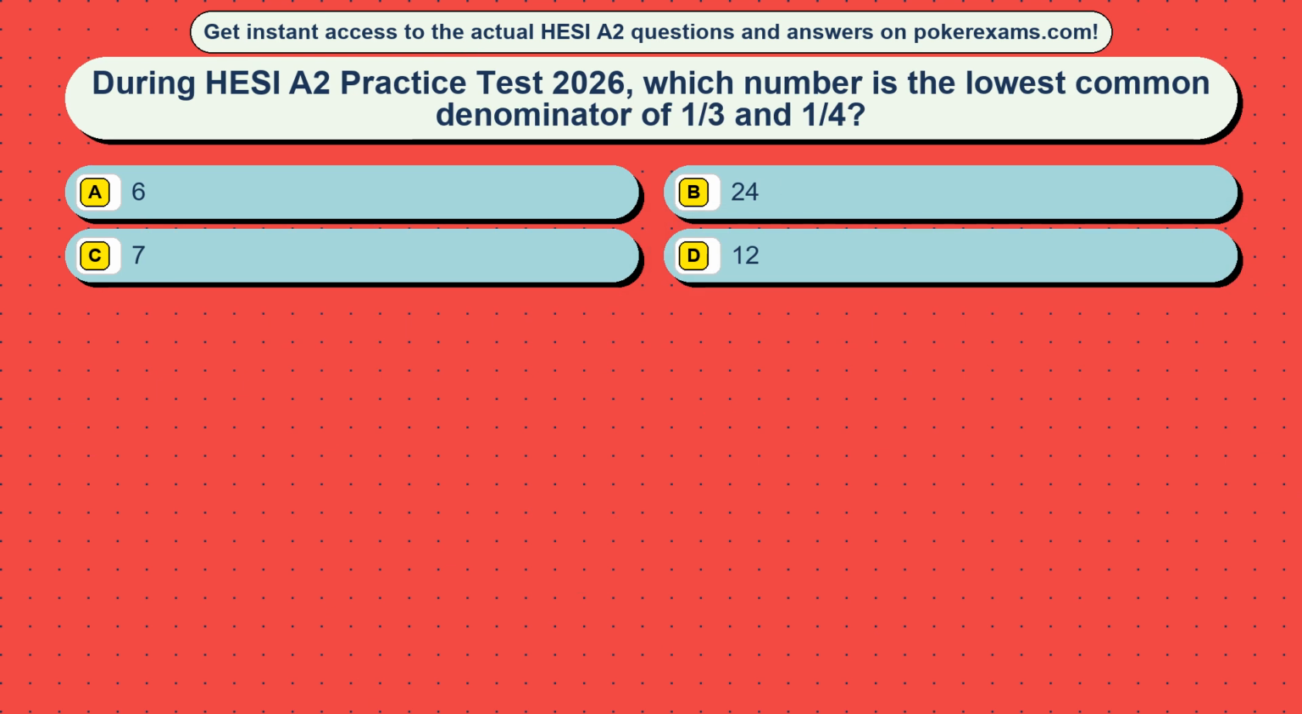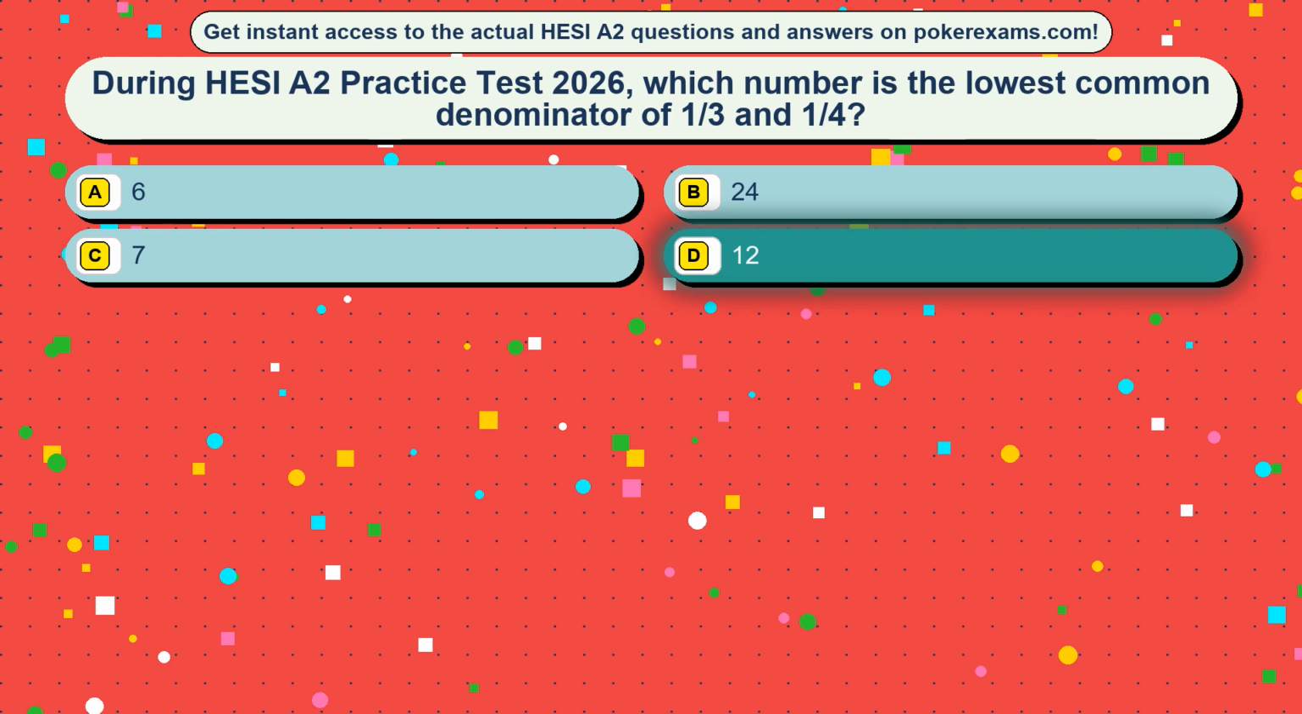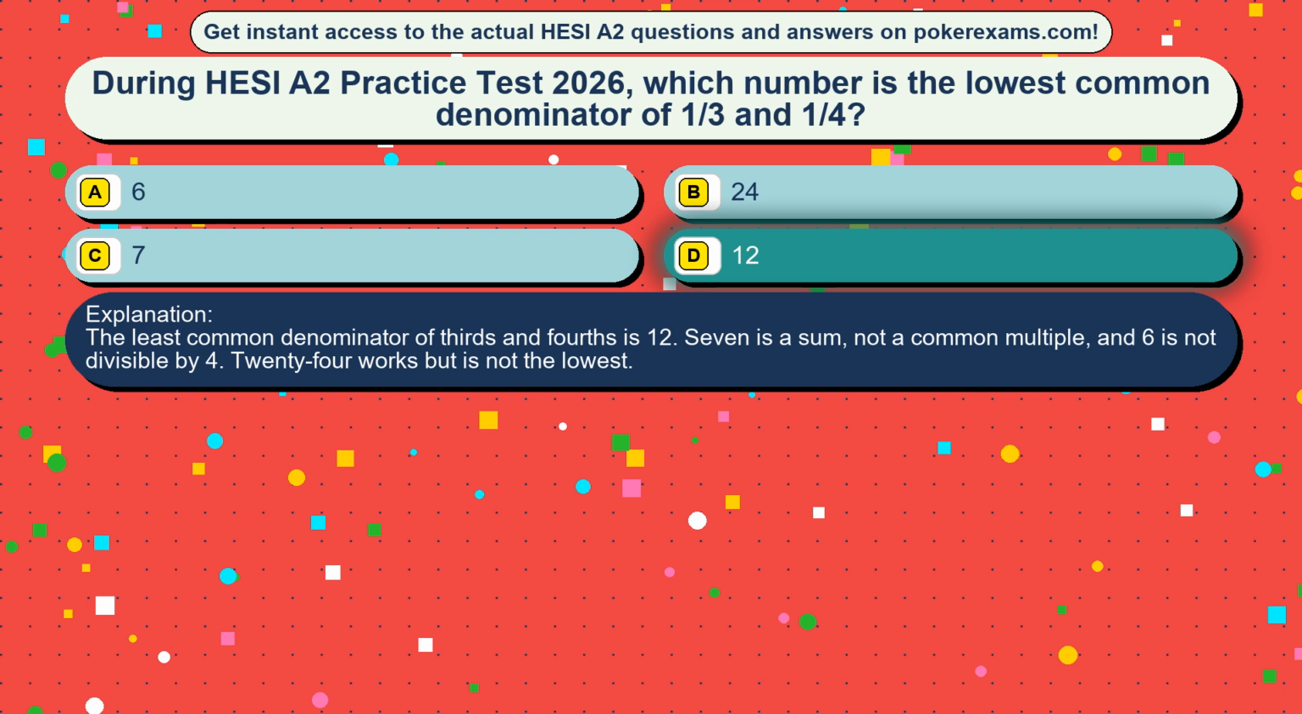Question 31. HESI A2 Practice Test 2026, which number is the lowest common denominator of 1/3 and 1/4? Option A 6, option B 24, option C 7, option D 12. The correct answer is option D, 12. The least common denominator of thirds and fourths is 12. 7 is a sum, not a common multiple, and 6 is not divisible by 4. 24 works but is not the lowest.